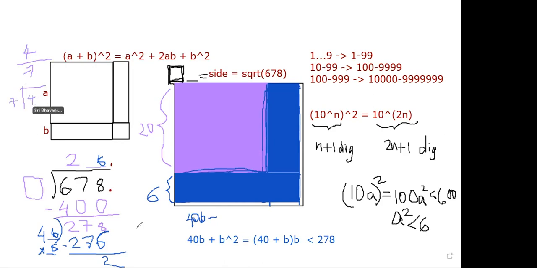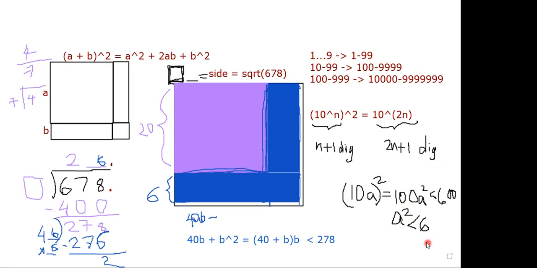No, I did mention that, in the first level. It is here. We were trying to find the largest A. A is a digit, so A can be 0, 1, 2, 3, 4, 5, 6, 7, 8, 9. We were trying to find the largest A such that 10A whole squared, which is 100A square, is less than 600.